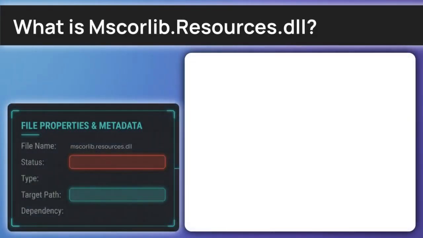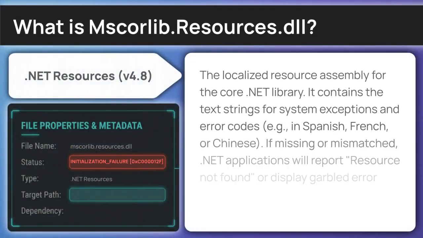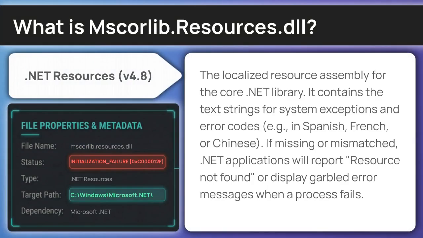This is the Microsoft Common Object Runtime Library Resources, the localized resource assembly for the core .NET library. It contains the text strings for system exceptions and error codes, e.g., in Spanish, French, or Chinese. If missing or mismatched, .NET applications will report resource not found or display garbled error messages when a process fails.